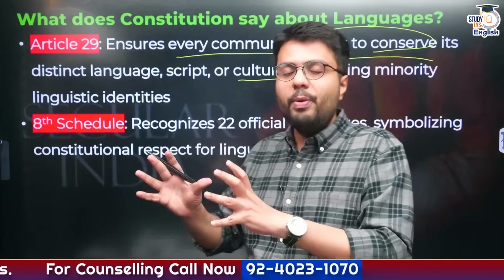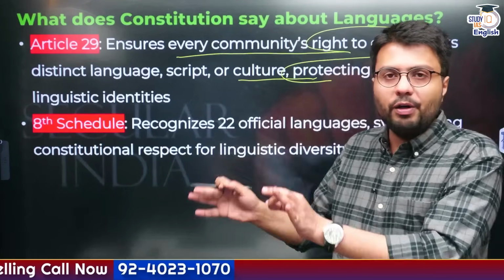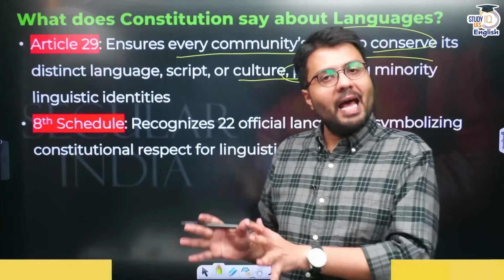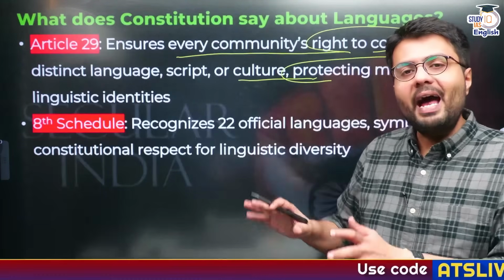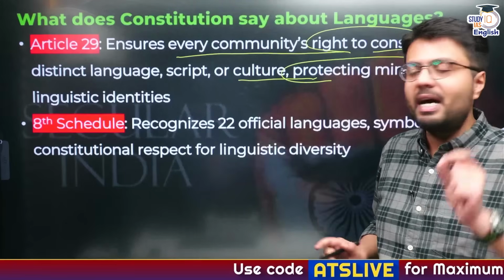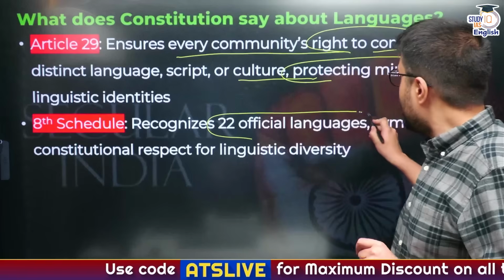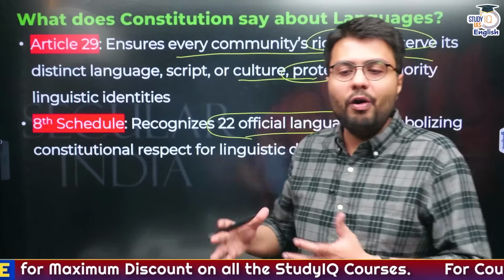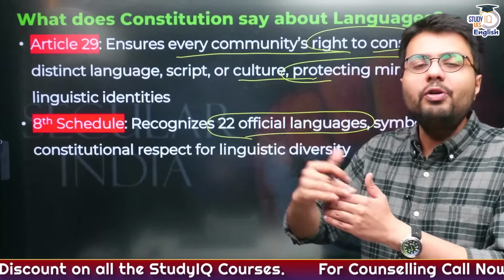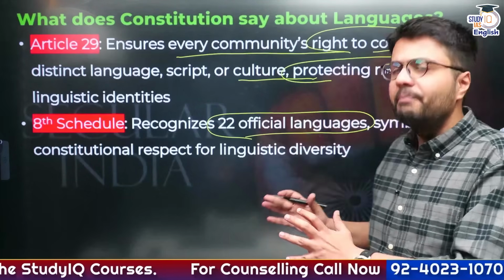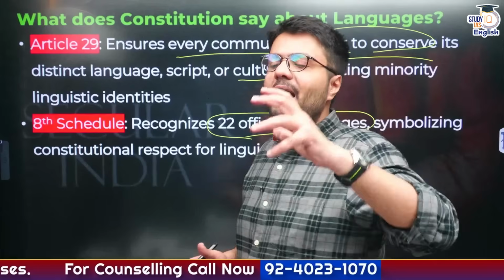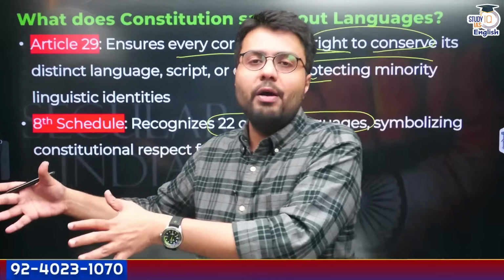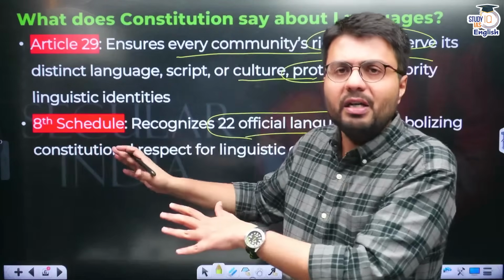So this Article 29 provides each and every person of India the right to secure and conserve their own language and script. Similarly, if you look at the 8th Schedule of the Constitution, it currently recognizes 22 official languages in India, which can be seen as a symbol of constitutional respect given to our linguistic diversity. We'll understand that many other languages have been excluded from it and there are increasing demands to add more and more languages to the 8th Schedule. That's for a different time.